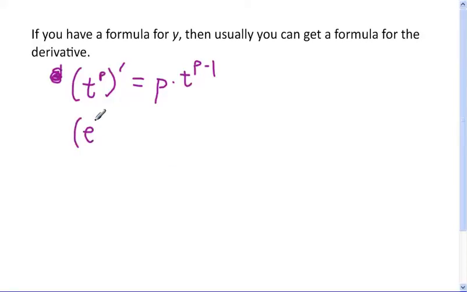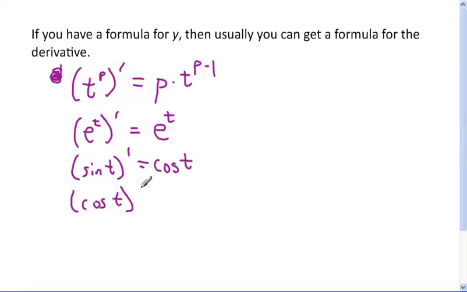Another really important rule is the exponential rule. The derivative of e to the t is itself. The derivative of the sine function is cosine. The derivative of the cosine function is negative sine. And the derivative of natural log is 1 over t. Okay, so these are the derivative formulas for the basic functions that make up a lot of the formulas that we will encounter. Now there's more, of course. There are more trig functions, there are inverse trig functions, and other things, but those are the basic ones.